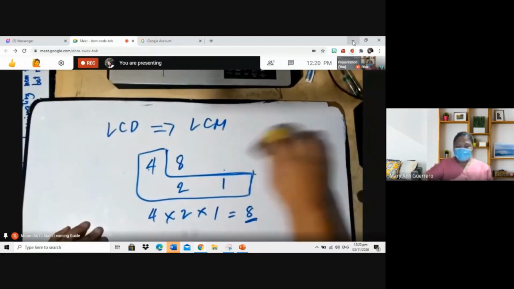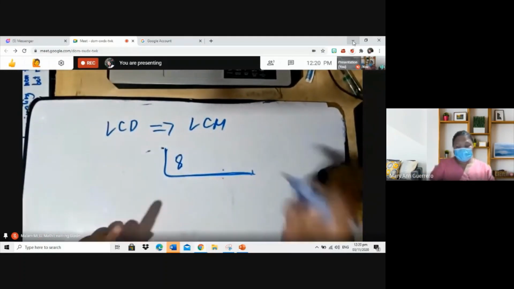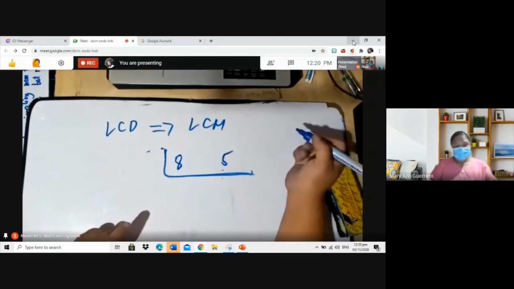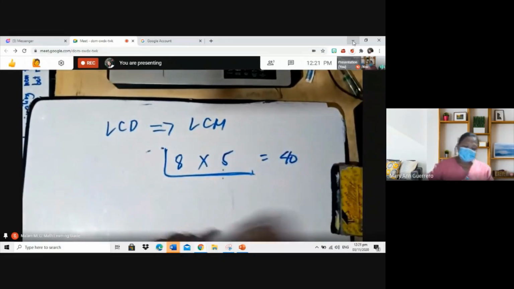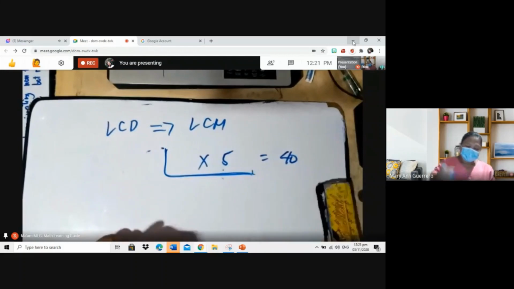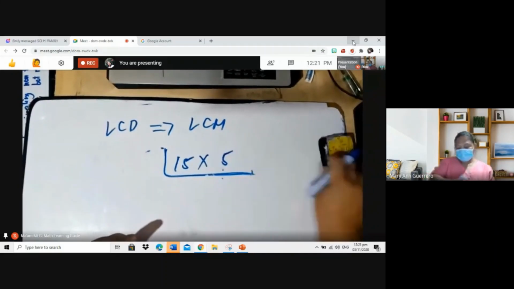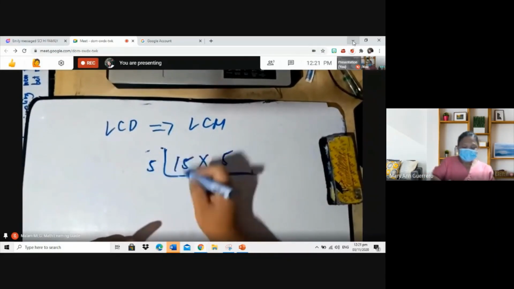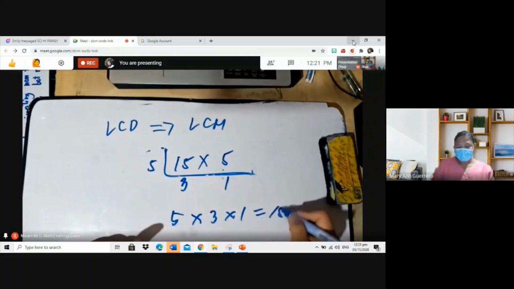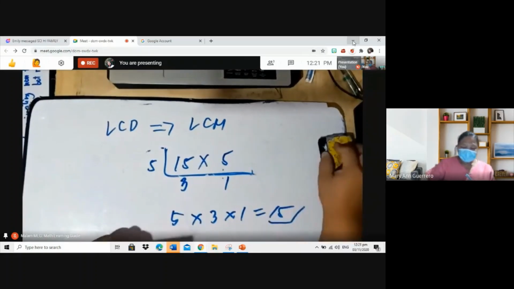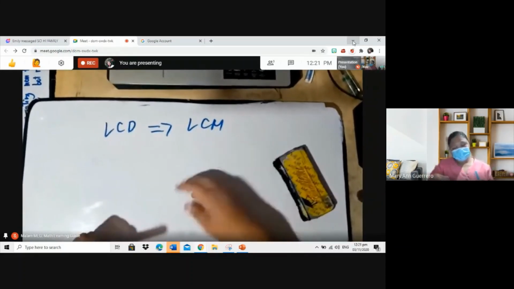What if there is no common factor between the numbers? Let's say, for example, this is 5. So there's no common factor. So you just multiply. That will be the LCM. Okay? Now, if there is common, say we have here 15, then by continuous division, we have 5, 3, and 1. So the LCD is 5 times 3 times 1, so that is 15. So that's the LCD. Okay? Again, you can determine the LCD by the LCM or continuous division.